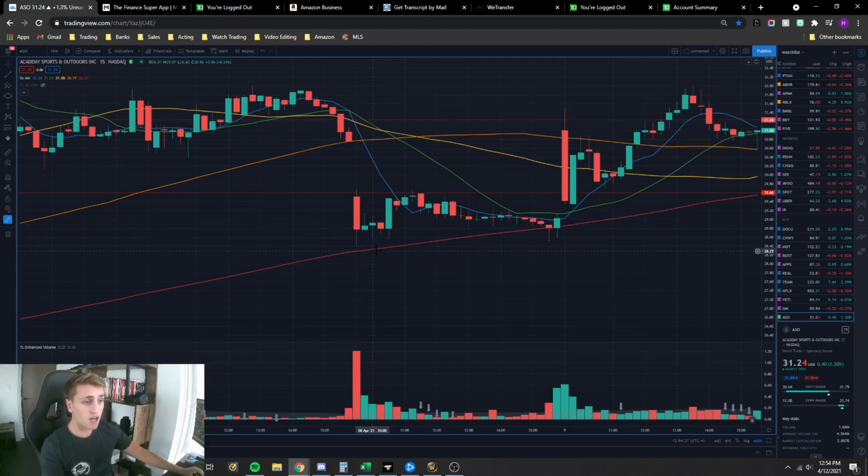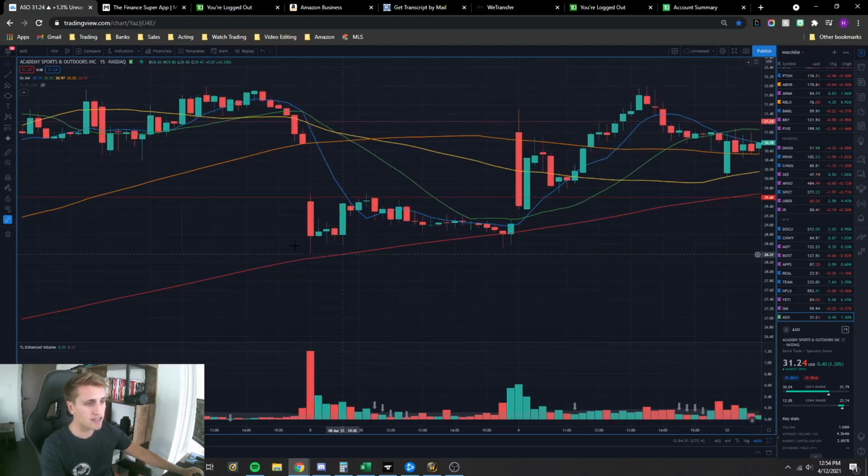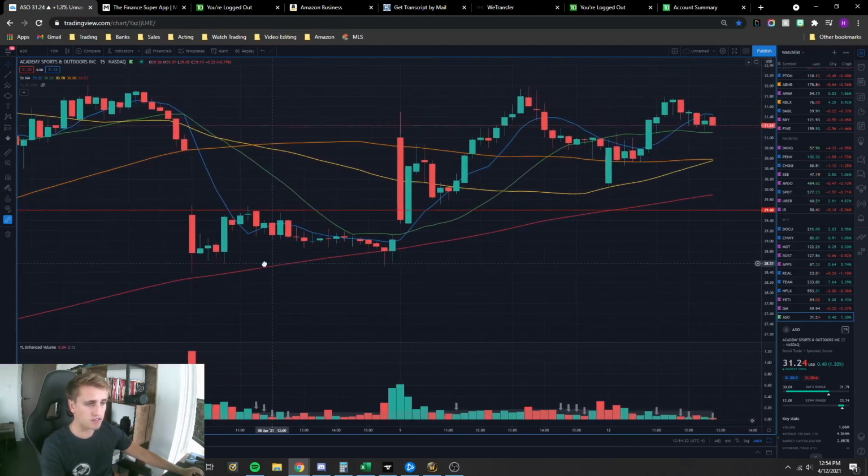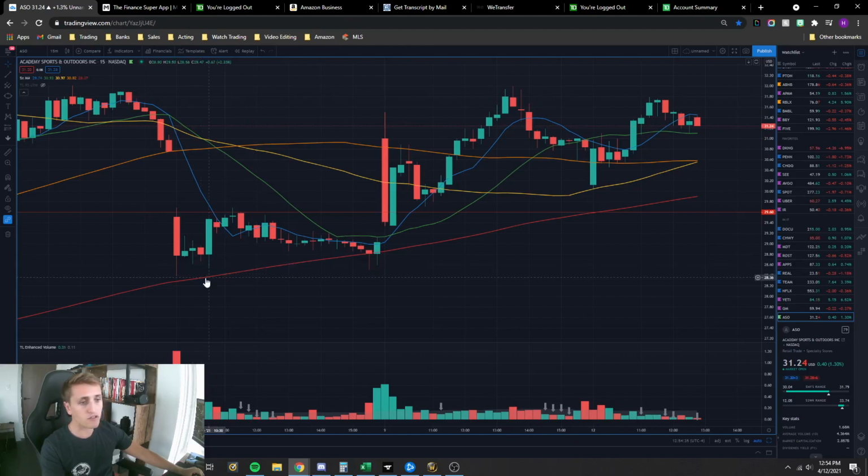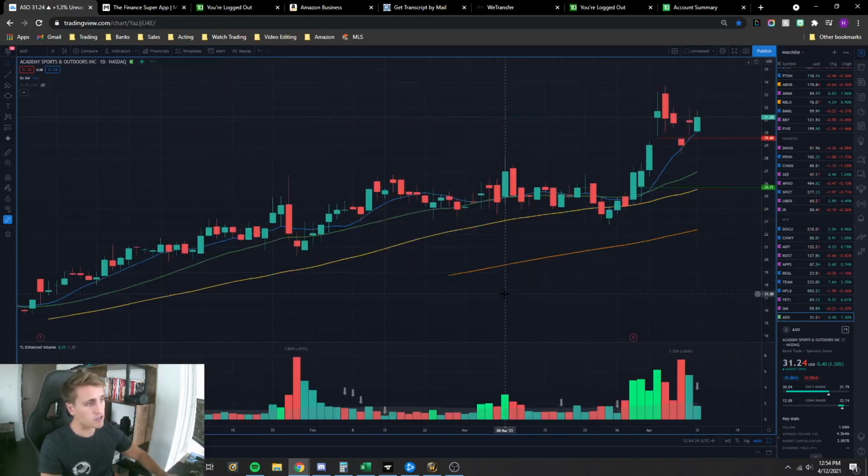So I put my stop just under that first 15 minutes. And then as you can see, it never went back under that. So using the 15-minute rule saved me from being shaken out of this trade. And now ASO is pretty much right back up to where it was when it hit those highs a couple days before. So the 15-minute rule doesn't work every single time, but in the long run, it'll definitely save you a lot more than it'll hurt you.